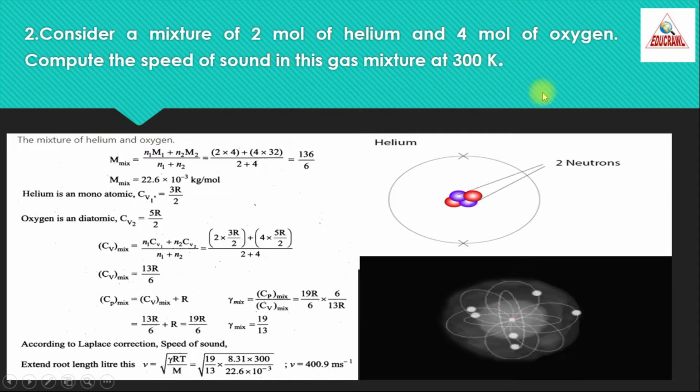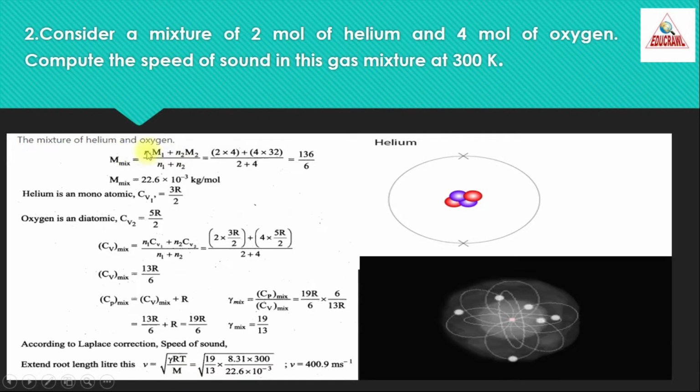So first we are going to use the formula speed is equal to square root of gamma RT divided by molar mass. So we have to calculate the total molar mass of 2 mole of helium and 4 mole of oxygen. That is the first thing we are going to do. Next we will be calculating the gamma value, which is equal to Cp by Cv. So after calculating the total mass, we will be calculating the Cp value and Cv value. Finally, all those values we will substitute in the equation V is equal to square root of gamma RT divided by M.